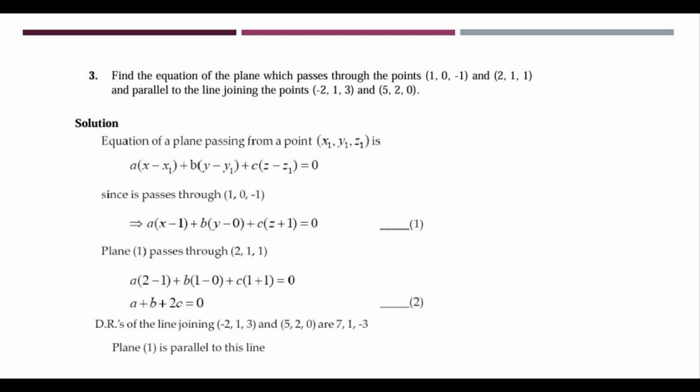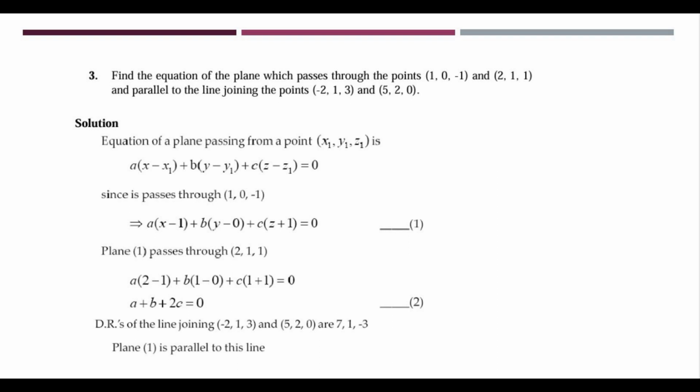Here the equation of a plane passing through a point (x1, y1, z1) is a(x - x1) + b(y - y1) + c(z - z1) = 0. Since this plane passes through (1, 0, -1), substitute the values of x1, y1, z1. That is a(x - 1) + b(y - 0) + c(z + 1) = 0. This equation number 1 passes through the point (2, 1, 1).